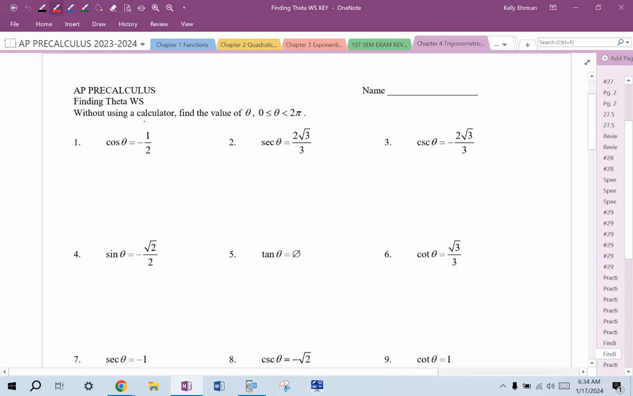All right, guys, so this says without using a calculator, find the value of theta. Theta is going to be between 0 and 2 pi, which means just one full circle. So when is cosine theta equal to negative 1/2?